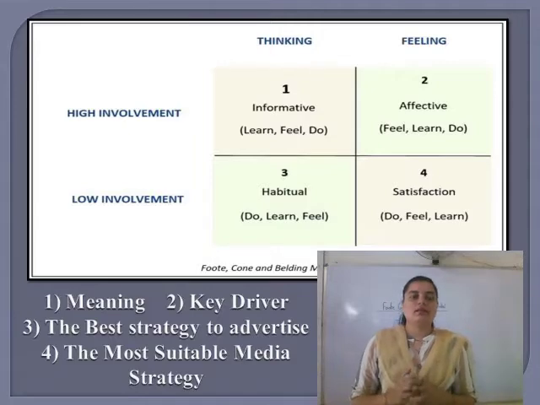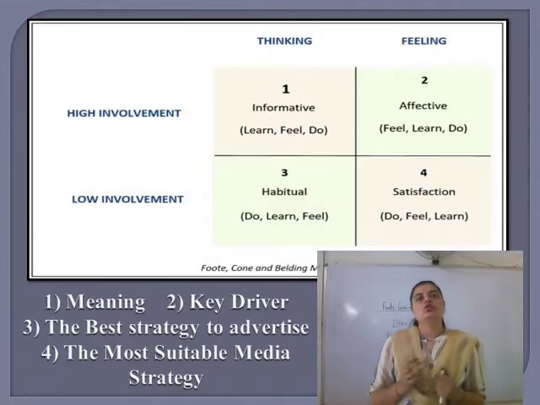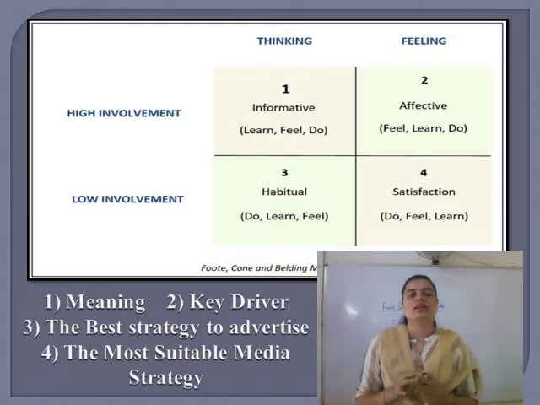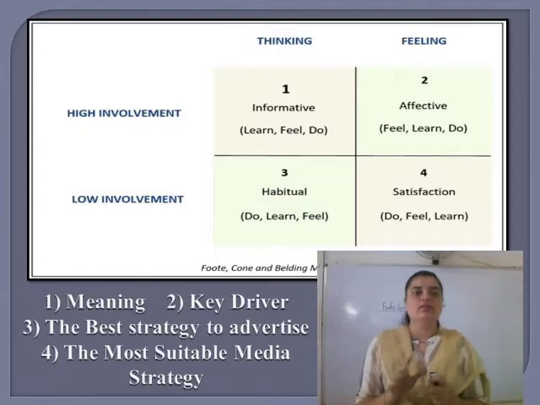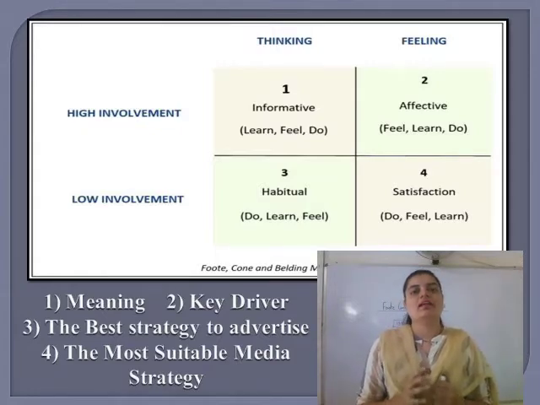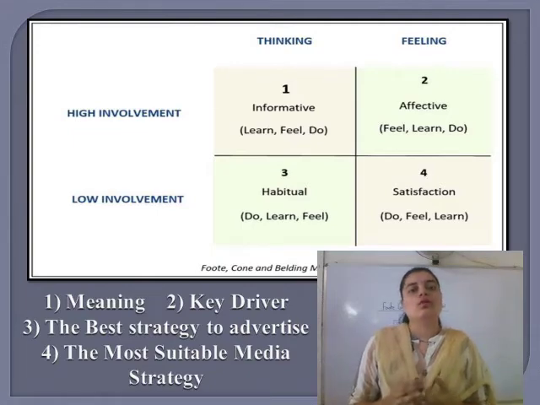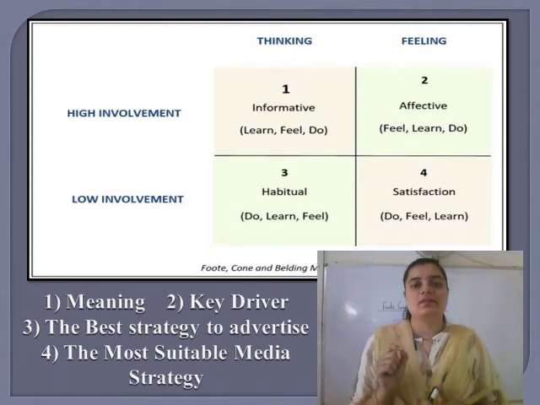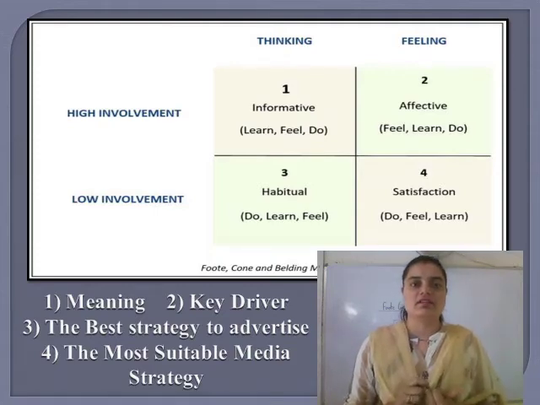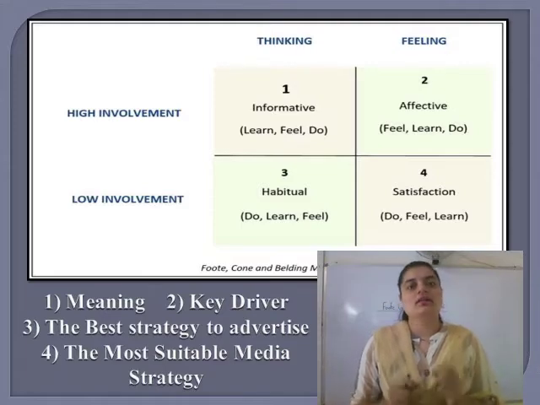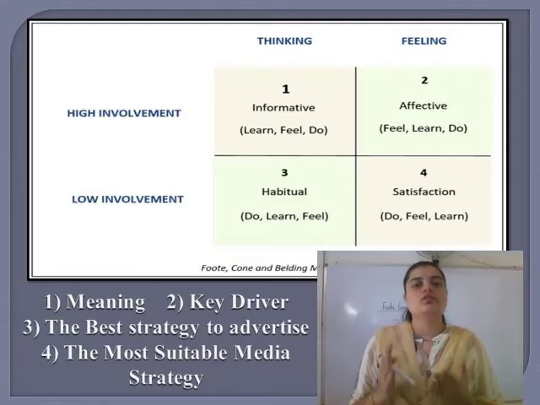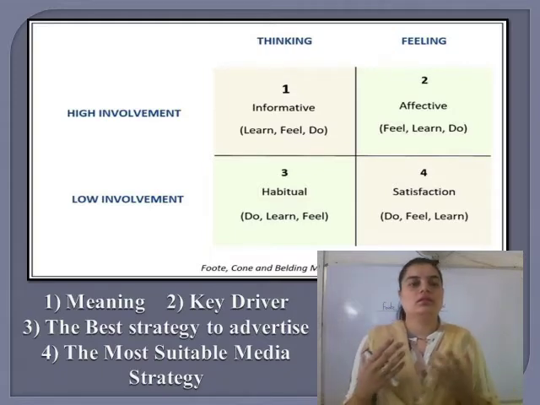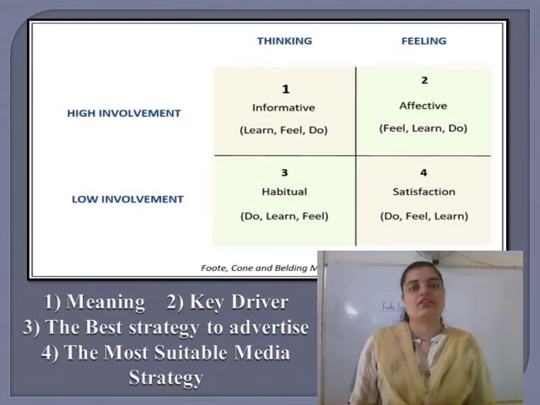Now, the FCB grid helps the advertiser to create an effective advertising strategy for each quadrant. As you can see, there are four quadrants in the figure. The first quadrant in the FCB grid helps the advertising agency to formulate informative strategies. The second quadrant helps them to formulate affective strategies. Then we have the third quadrant. The third quadrant helps the advertising agency to formulate habit formation strategies. And the fourth quadrant helps the advertiser to formulate satisfaction strategies.